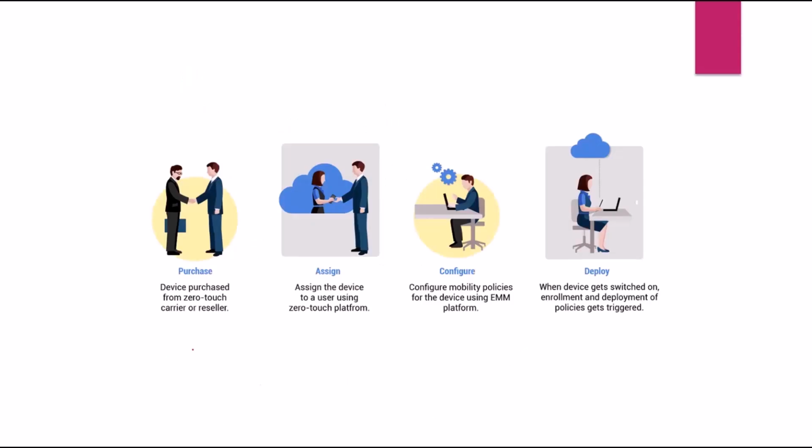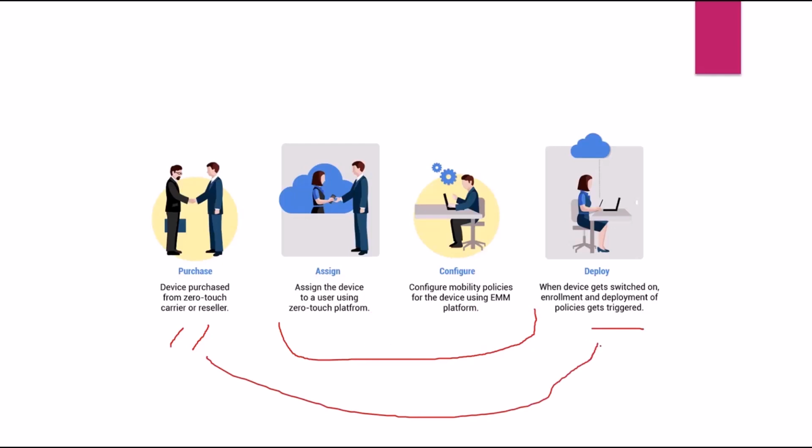So all that needs to be done is the device needs to be purchased. These two steps will be followed by the IT admin, and then the device will be deployed to the end user. We just purchase the device, ship the device to the end user, and the IT admin creates a configuration profile and deploys that configuration profile to the device. This is something that the IT admin will have to do, these two steps, and I'll show you guys that very shortly. Okay, so I hope that the background makes sense.